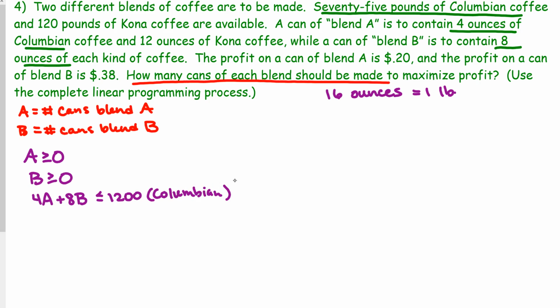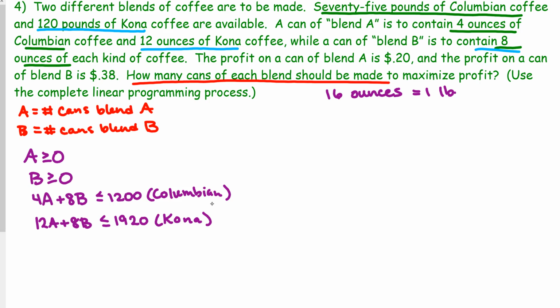Now let's come up with the inequality that has to do with Kona coffee. So there are 120 pounds available. We use 12 ounces in blend A and we use 8 ounces in blend B. Okay, so that means we have 12A plus 8B is less than or equal to, and 120 pounds times 16 ounces in a pound is 1,920 ounces. And that is everything that has to do with Kona coffee.